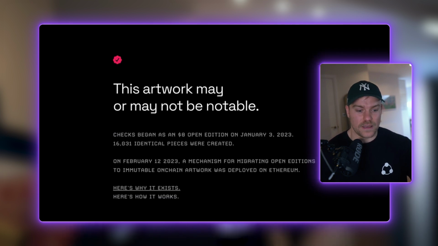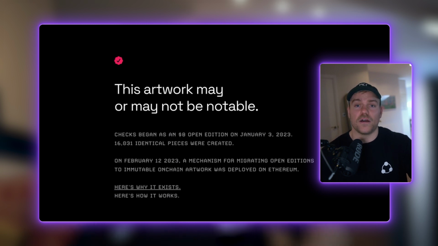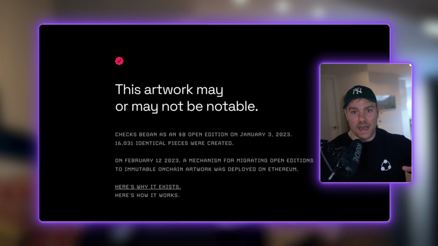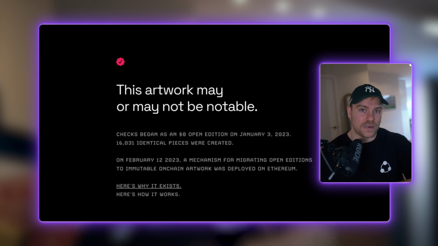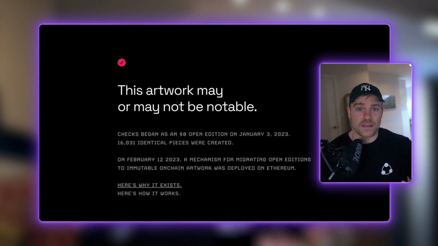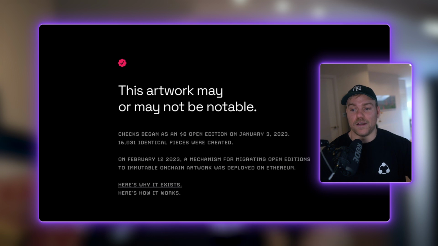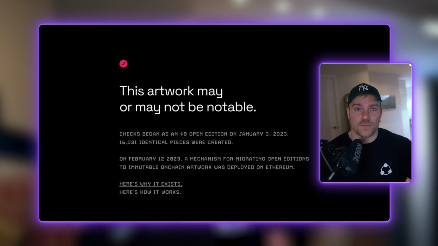The third one is a tagline that Jack uses throughout a number of his projects, and again ties everything together with the format of "X may or may not be notable." So this artwork may or may not be notable. Very, very clever here. It's become a bit of an internet meme, to be honest. And another kind of pithy one-liner that he's pulled into his branding to make everything tie together, but also funny.